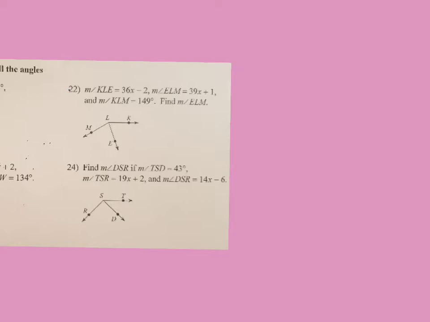Alright, 22 is a very similar concept. Once again, I'm going to find the big piece. So MLK is the biggest piece, or KLM. So I find KLM. So I know at the end I'm going to have equal 149 degrees.